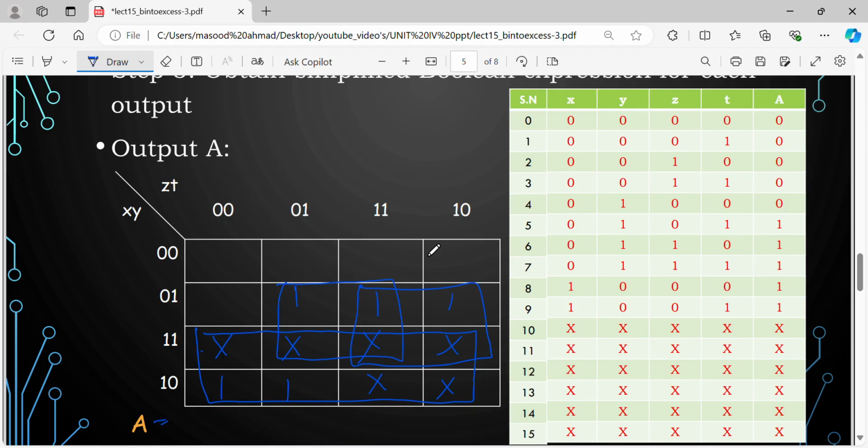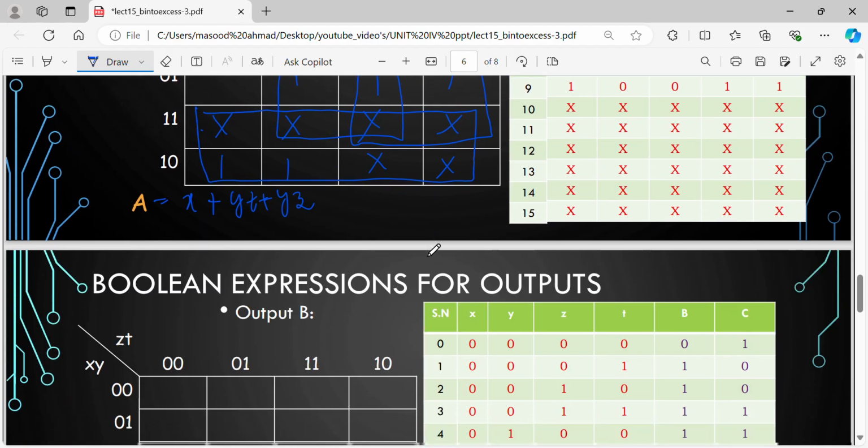From this, if you see, this is x. Plus, for this expression, what is common here? y is the same, so y t. For this one, what is common is z and y, so yz. So x plus yt plus yz. This is what we have got. Next, we will go for the next term.